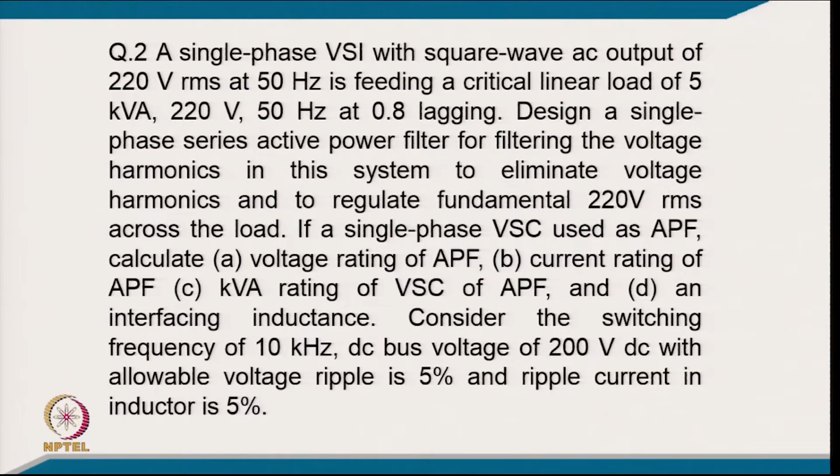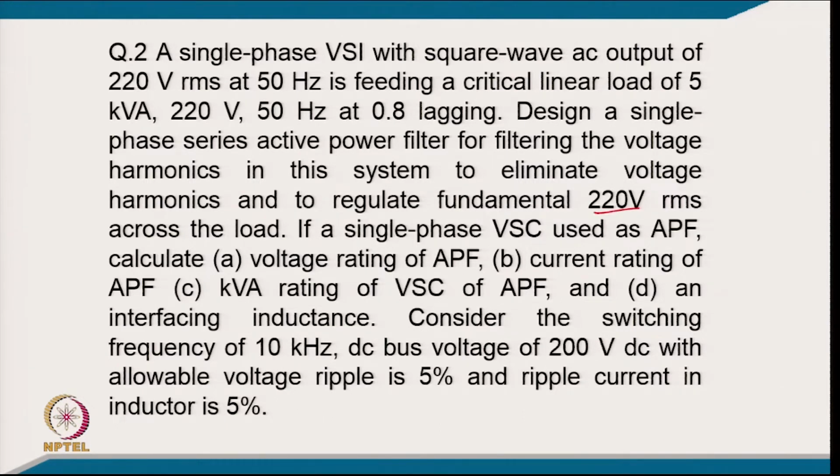So, coming to the next example number 2, a single phase voltage source inverter with a square wave AC output of 220 volt RMS at 50 hertz is feeding a critical linear load of 5 kVA, 220 volt 50 hertz at 0.8 lagging power factor. Design a single phase series active filter for filtering the voltage harmonics in this system, to eliminate the voltage harmonics and to regulate the fundamental voltage at 220 volt RMS across the load.